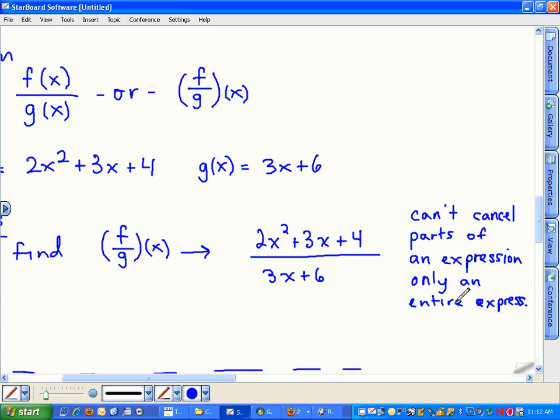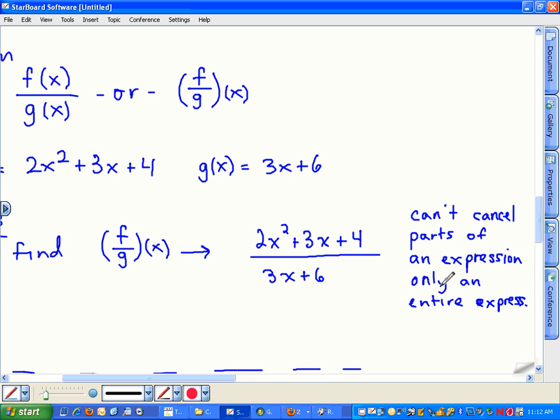What do I mean by that? This 3x, isn't it part of an entire expression? What's the entire expression it's a part of? It's part of this entire expression, right? I know the tendency when you see a problem like this is to say, well, God, this 3x must cancel with that 3x. What's the problem there? What are you doing? You're canceling parts of an expression, and that doesn't work.